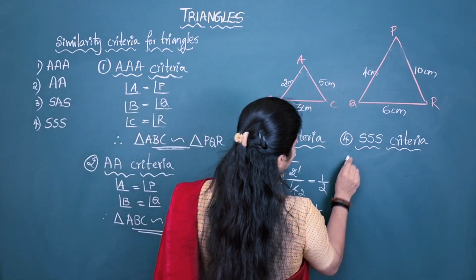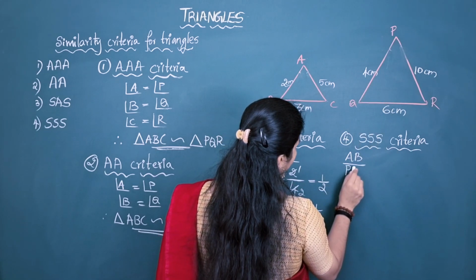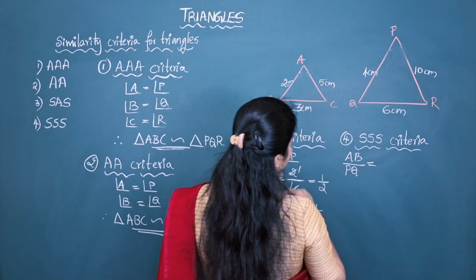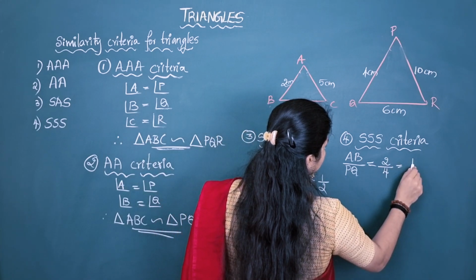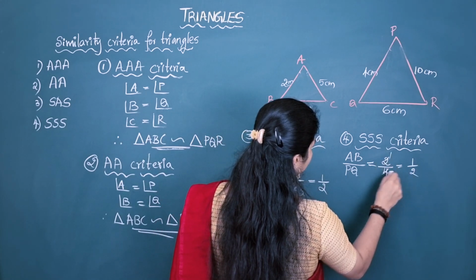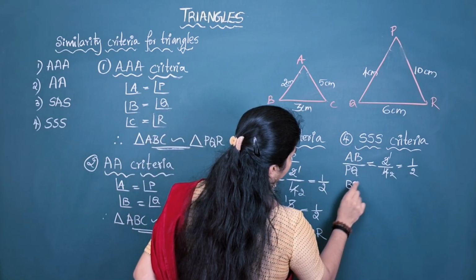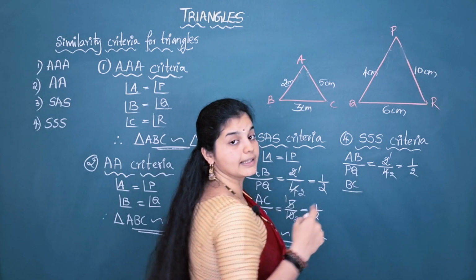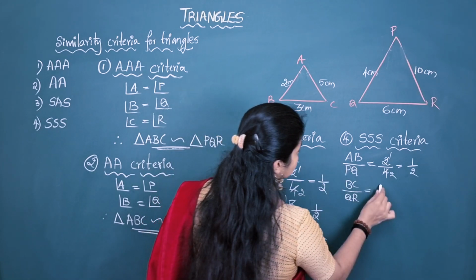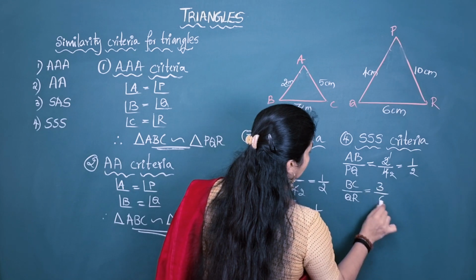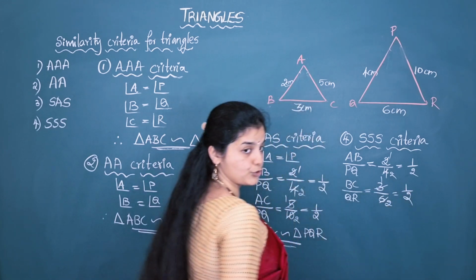So we have AB, its corresponding side is PQ. So AB by PQ is equal to 2 by 4. This is 1 by 2. Similarly BC, and the corresponding side in the second triangle is QR. So BC is 3 divided by QR is 6. 3 ones are 3, 3 twos are 6, so 1 by 2.